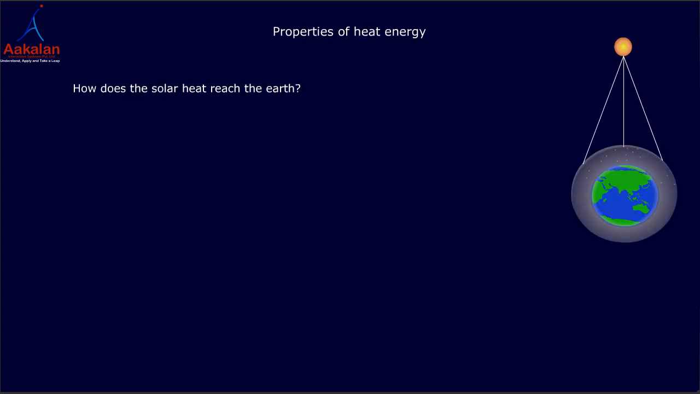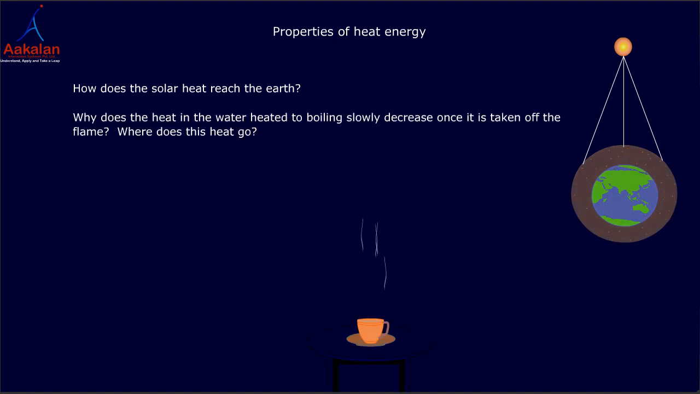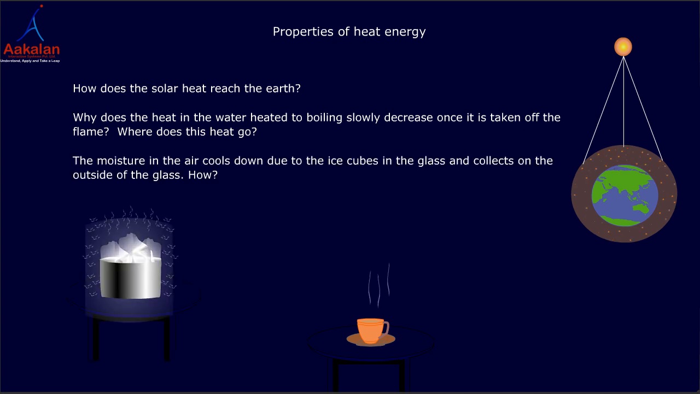Properties of heat energy. How does the solar heat reach the earth? Why does the heat in the water heated to boiling slowly decrease once it is taken off the flame? Where does this heat go? The moisture in the air cools down due to the ice cubes in the glass and collects on the outside of the glass.